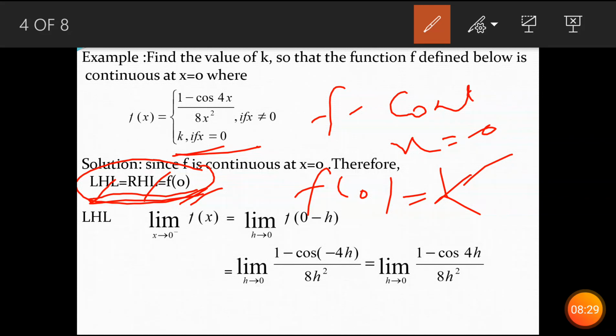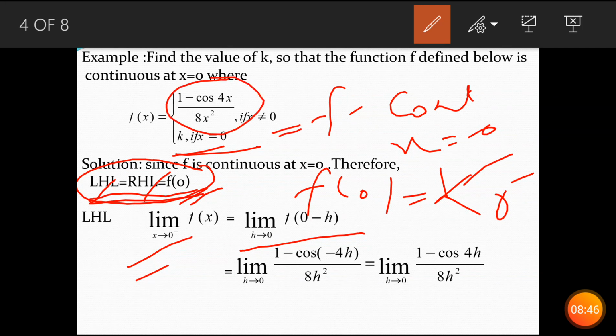Now just calculate the left hand limit. So limit x tends to 0 minus. Obviously I told you in the last video that for the left hand limit we write 0 minus h in place of x, so that can be converted into this. Now for x less than 0, the function is this. So we are going to write this function as cos is an even function, so the negative will be equivalent to the positive. So minus 4h will be 4h. So 1 minus cos 4h upon 8h square. Okay, is it clear?